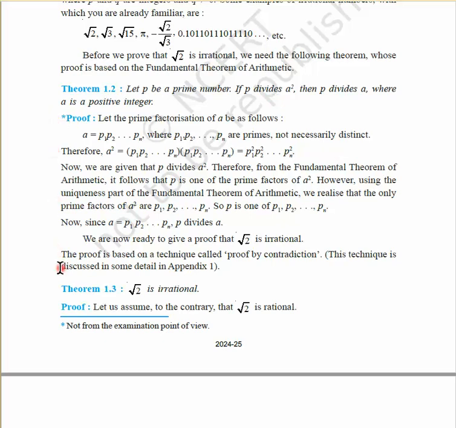Here they are proving this theorem. Let the prime factorization of a be as follows. Let's say the prime factorization of a is p1, p2, up to pn, and these are all prime numbers, not necessarily distinct. Therefore, a square will be the multiplication of these, taking each twice: p1 raised to power 2, p2 raised to power 2, and so on.